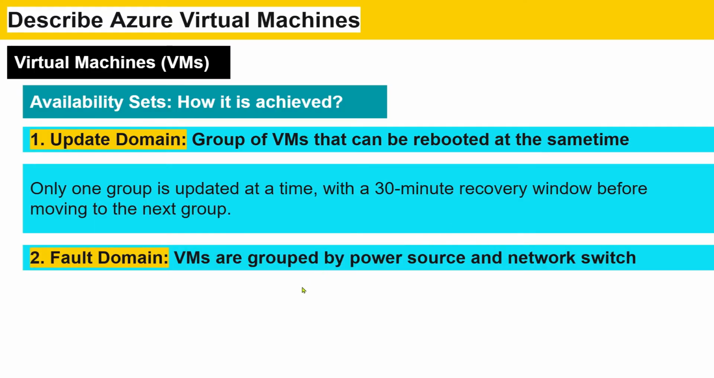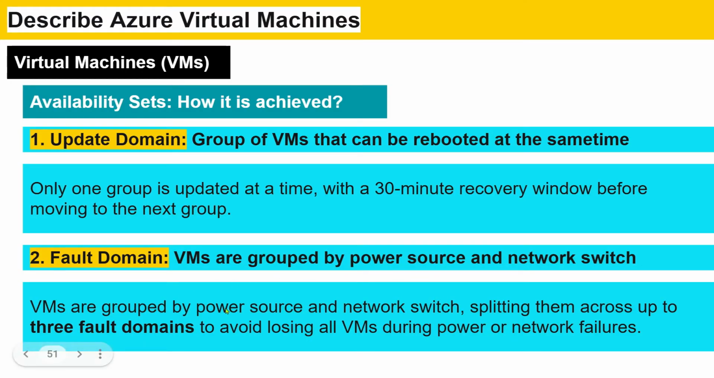The second way to achieve high availability is fault domain. These are the key important terms to remember for the exam. Fault domain: VMs are grouped by power source and network switch. In one case, the VMs are grouped based on rebooting. The other one is grouping the VMs based on the power source and network switch, splitting them across up to 3 fault domains to avoid losing all VMs during power or network failures.